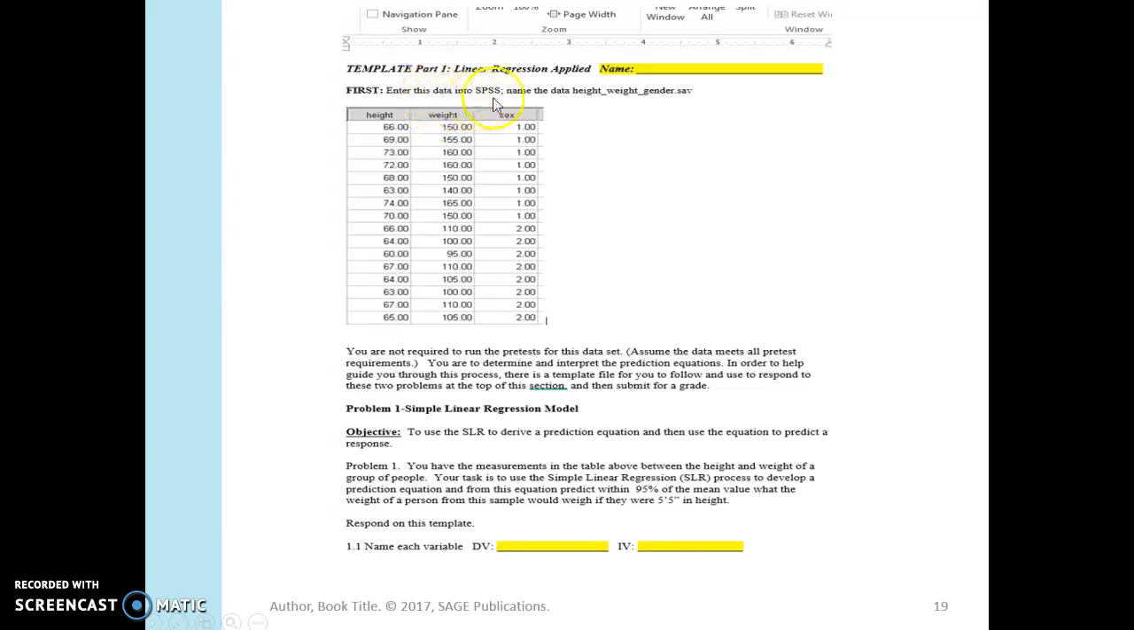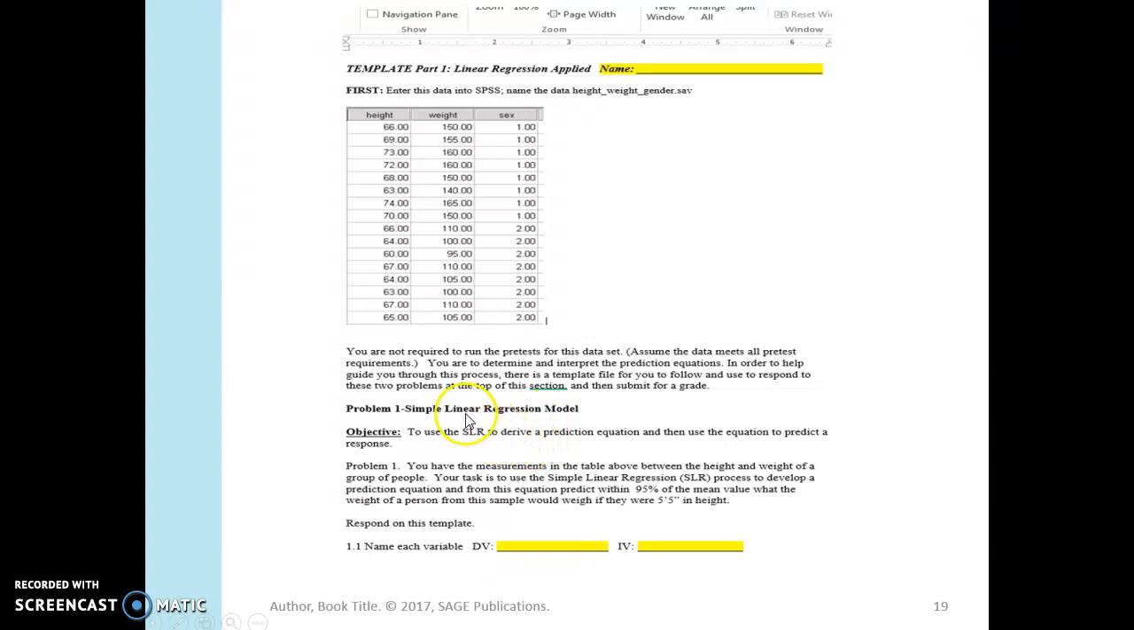Here's your problem you're going to have to work, and I've given you a template to go by. I'm going to give you height, weight, and gender. And you're going to do two things with this data table. You're going to do a simple linear regression, comparing height and weight, and then you're going to compare weight, height, and gender in a multiple linear regression. You're going to use the same data. You will have to put this data in SPSS, so you'll have to figure that out.